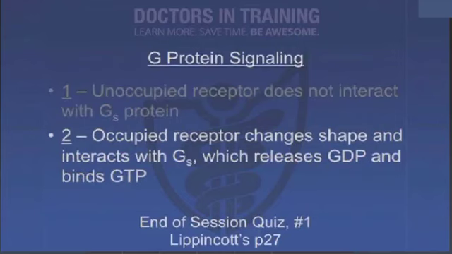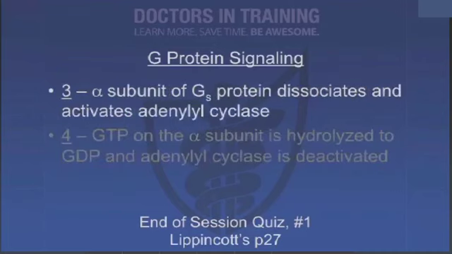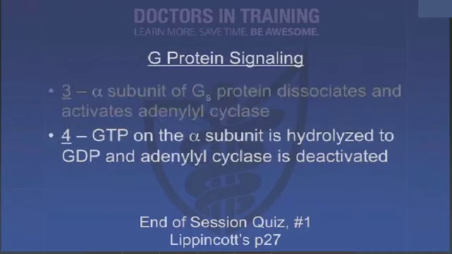The next in order is occupied receptor changes shape and interacts with GS, which releases GDP and binds GTP. Next is alpha subunit of GS protein dissociates and activates adenylyl cyclase. And then finally, GTP on the alpha subunit is hydrolyzed to GDP and adenylyl cyclase is deactivated.